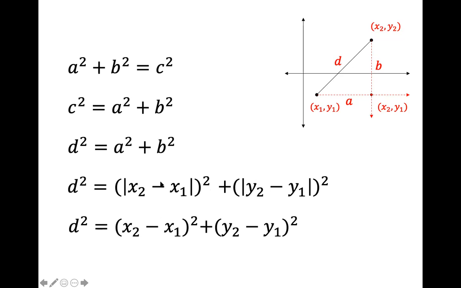Remember, the only reason we had those absolute value there is because sometimes when you do the subtraction, you can get a negative number, and we want a positive number. The squaring does the same effect, so I don't need to write those absolute values. I could leave them in if I wanted to.